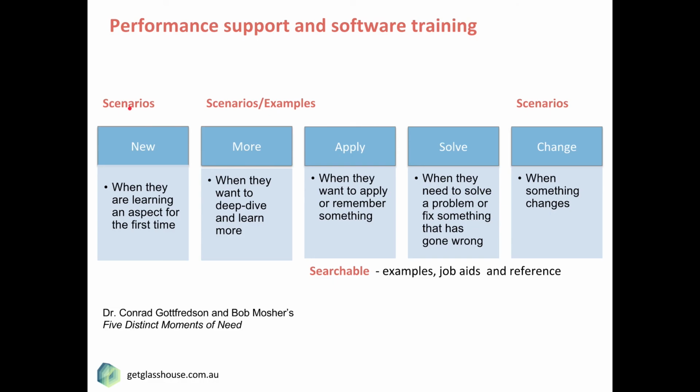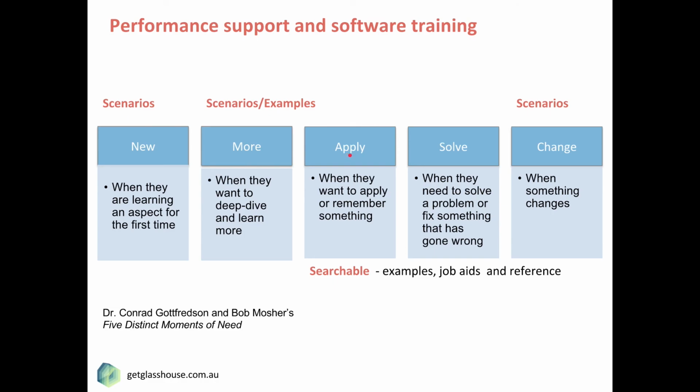In terms of software training, when it's new, people need to know how to achieve activities and achieve their job roles in the software scenarios. When they want to do more, they might only need examples of how to do more complicated things. They don't need the full scenarios. But when they want to apply something, they want something that's searchable. They want examples, the job aids, the reference, and the help. This is also what they want when they want to solve problems.